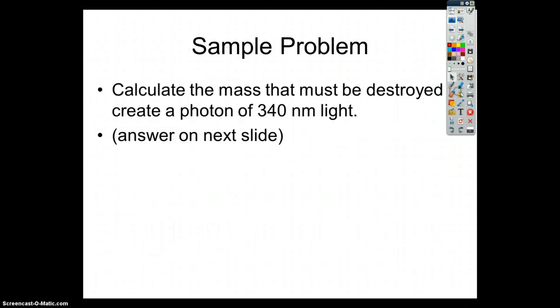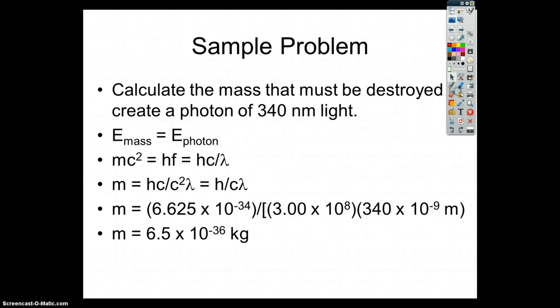The first problem we're going to do says calculate the mass that must be destroyed to create a photon of 340 nanometer light. So we want to find out the mass that needs to be destroyed in order to generate that light. Let's go ahead and just go through this one. Essentially, the energy of the mass needs to be equal to the energy of the photon. We know that E for mass is equal to mc squared, and the energy of a photon is h times f, which we also know is hc over lambda.